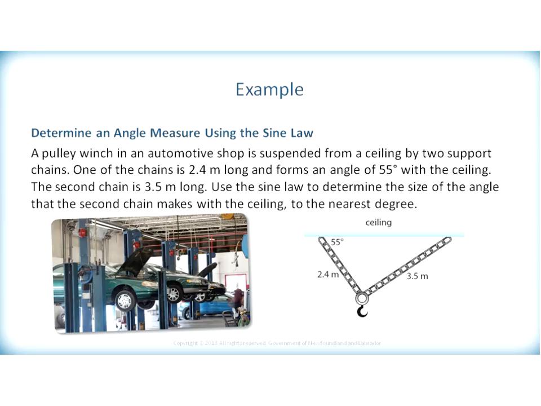Okay, so we're going to look at this example here. Determine the angle measure using the sine law. A pulley winch in an automotive shop is suspended from a ceiling by 2 support chains. One of the chains is 2.4 meters long and forms an angle of 55 degrees with the ceiling. The second chain is 3.5 meters long. Use the sine law to determine the size of the angle that the second chain makes with the ceiling to the nearest degree.